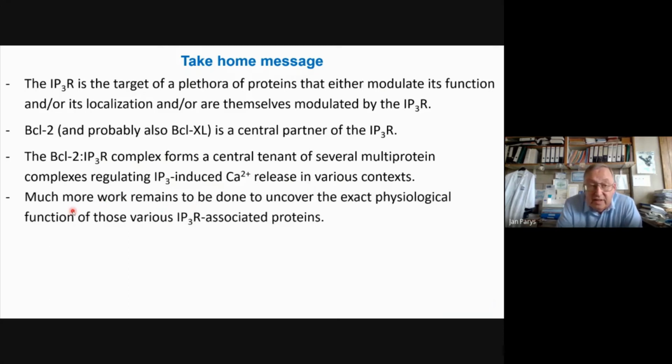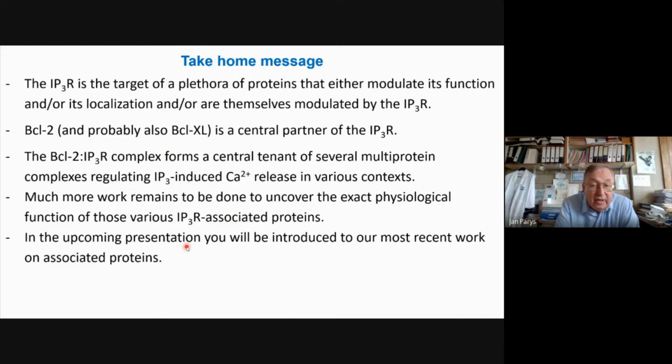Obviously, it's clear that much more work remains to be performed to uncover the exact physiological role of those various proteins. And very interestingly, we have now exciting work about a new protein, which is completely different from all those proteins I have mentioned until now. And that is the topic of Fernanda in our group. And Fernanda will present her recent results, which I think are really exciting.